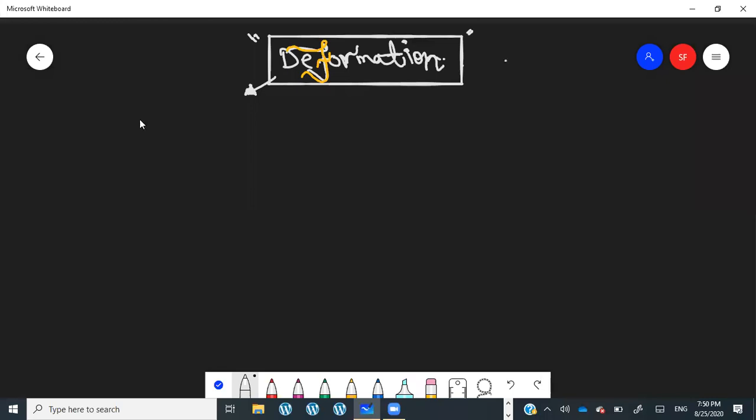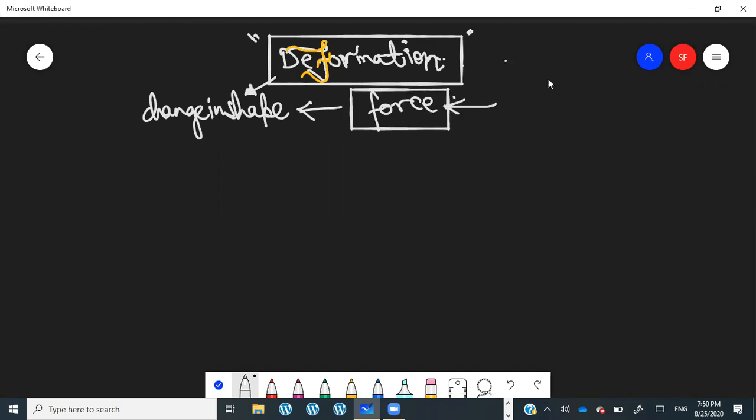Yes, correct. Okay, so deformation means change in shape. And this is actually a property which is done due to a force. Okay, this force that causes deformation, what is it called? It's called deforming force.